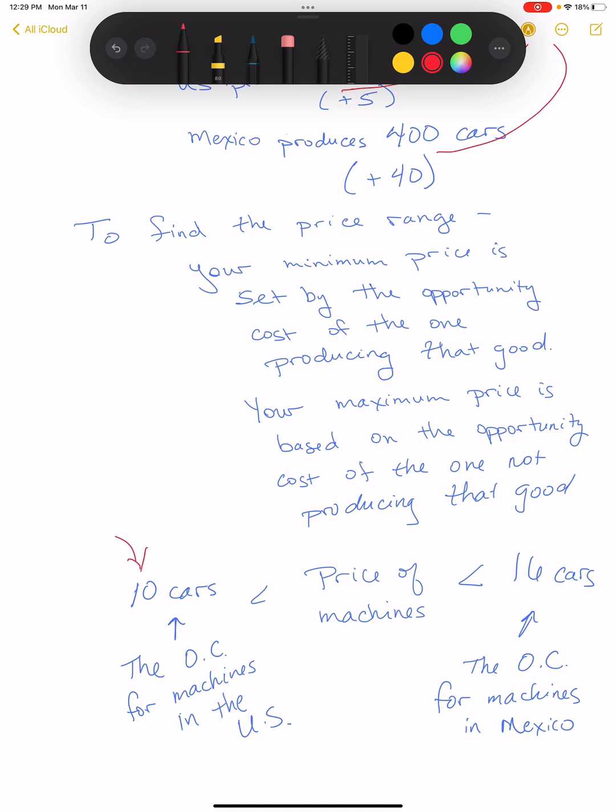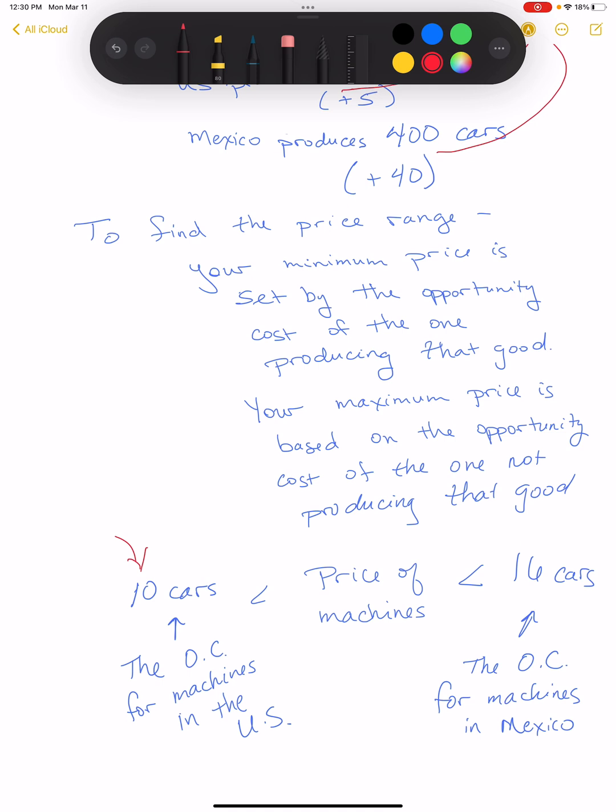The maximum price is going to be set by the person who's looking to buy that item. So Mexico is currently producing cars. They're looking to buy machines. Now, Mexico could produce their own machines, right? But what would it cost Mexico to produce their own machine? It would cost Mexico 16 cars to do it themselves.